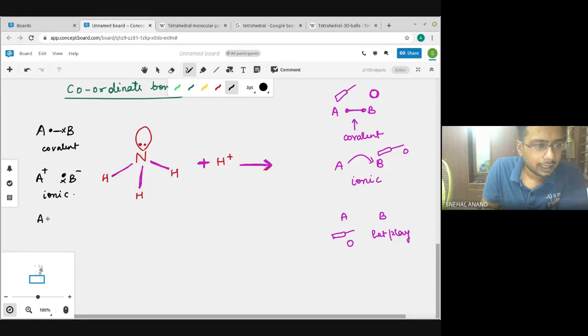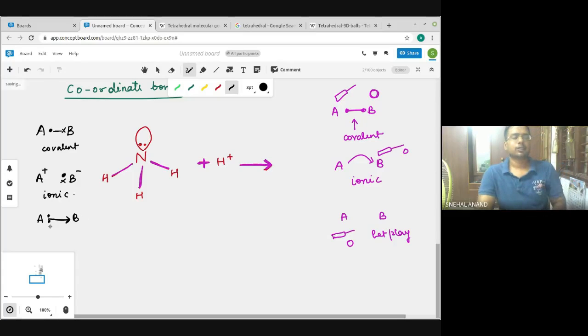In coordinate, A has 2 electrons. A doesn't get a profit. He's a good guy here. So B has a negative charge, like B has nothing. And A says, I will be sharing both my electrons with you. So we show coordinate bonds with an arrow like this. So A is still sharing, and it is sharing both the electrons.